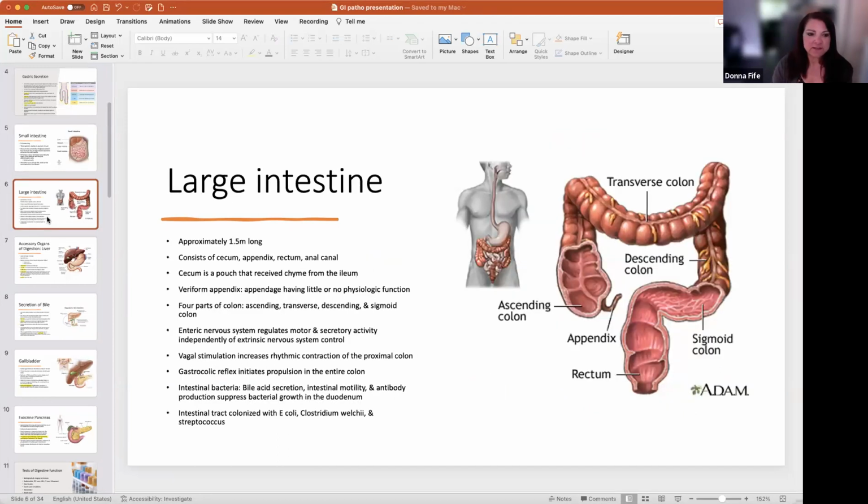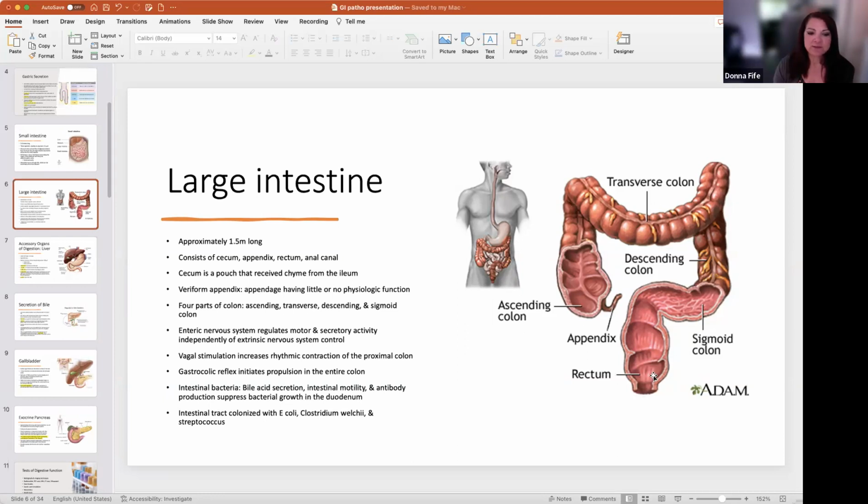The large intestine is about 1.5 meters long, and this consists of the cecum, appendix, colon, rectum, and anal canal. The cecum is a pouch that receives chyme from the ileum. Now, the vermiform appendix, or just the appendix, is an appendage that has little to no physiologic function. There are 4 different parts of the colon: ascending, transverse, descending, and sigmoid. As you can see here, ascending going up, transverse going across, descending down, and the sigmoid colon.